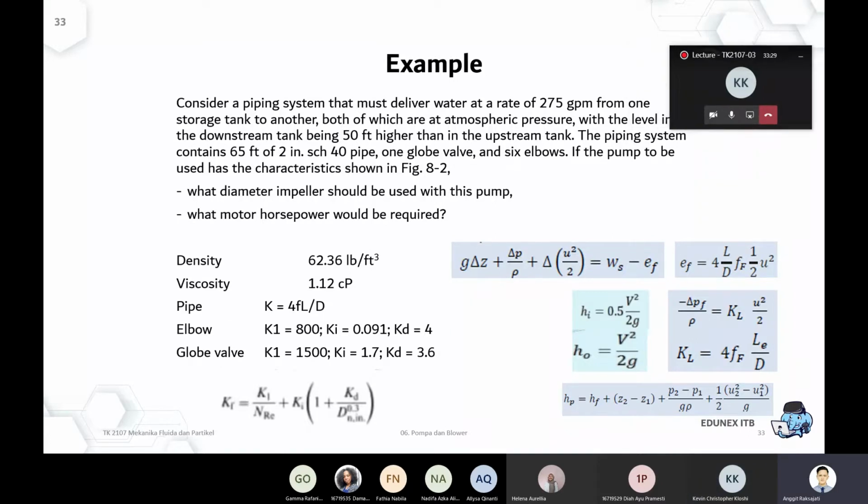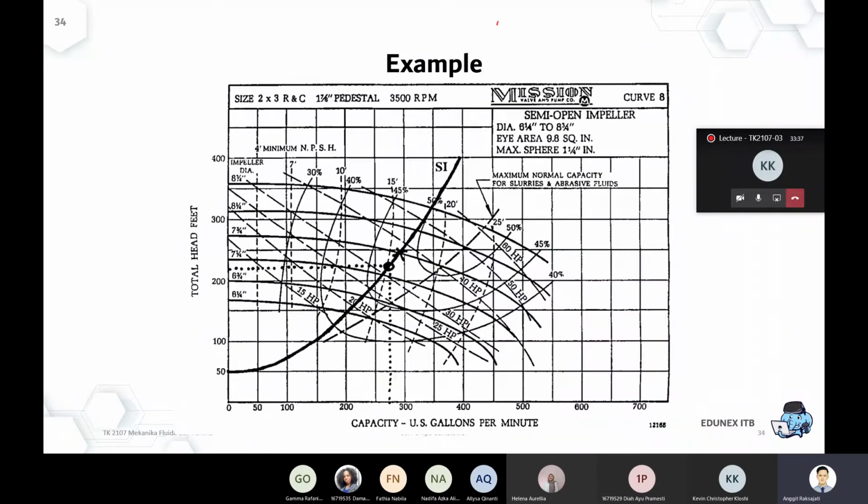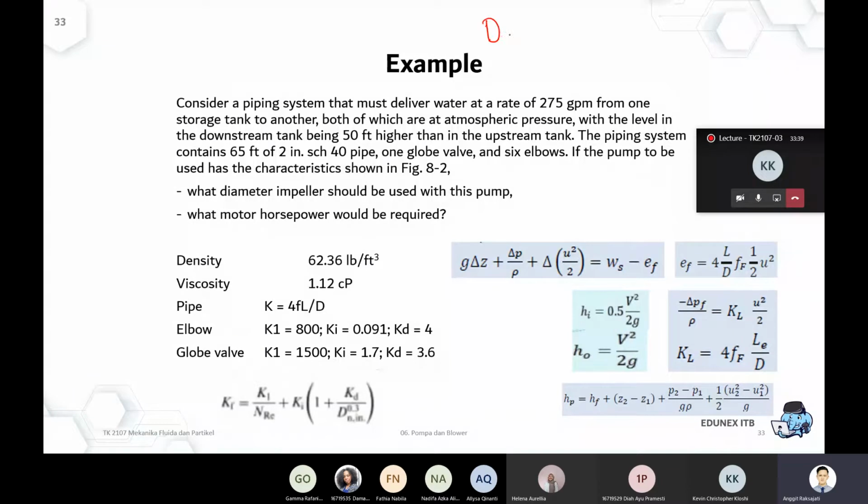Okay, so I sent you the reference for this exercise. It's coming from Darby, example 8.1. I think this is quite a good and comprehensive example to check your understanding of the pump.